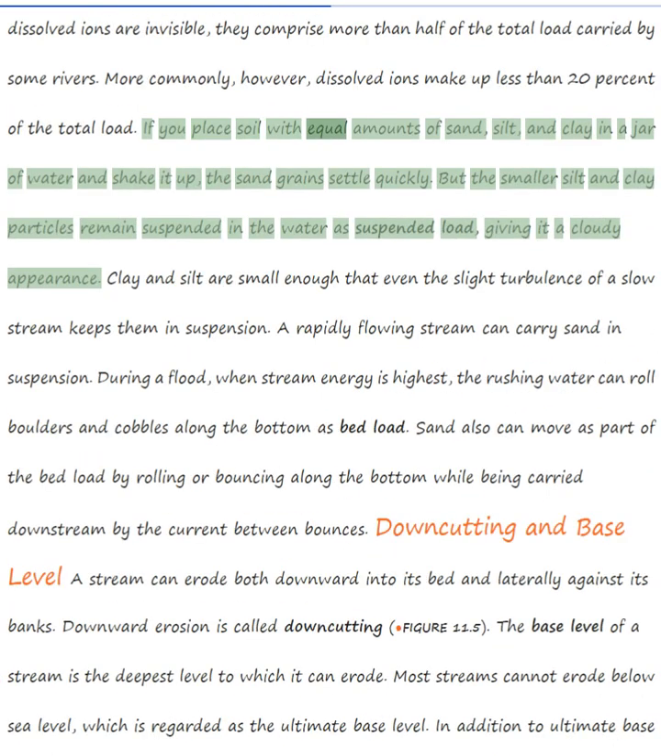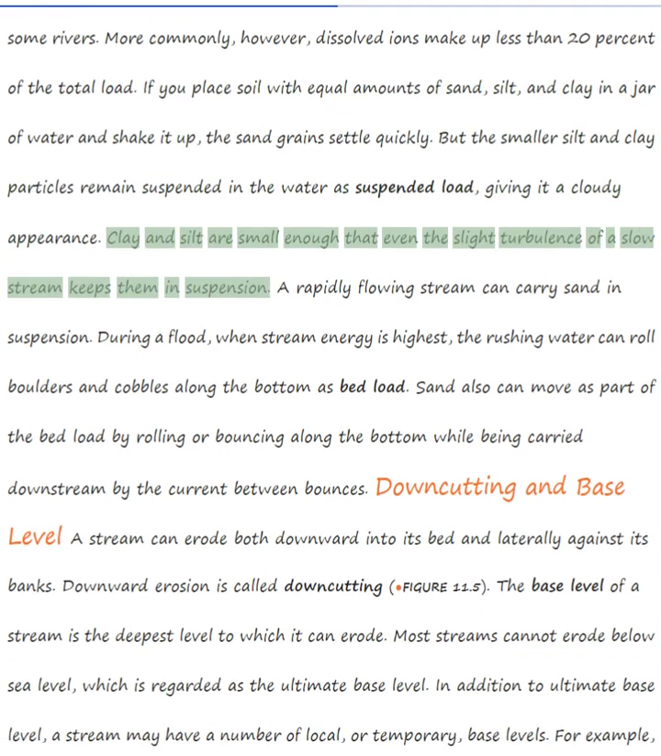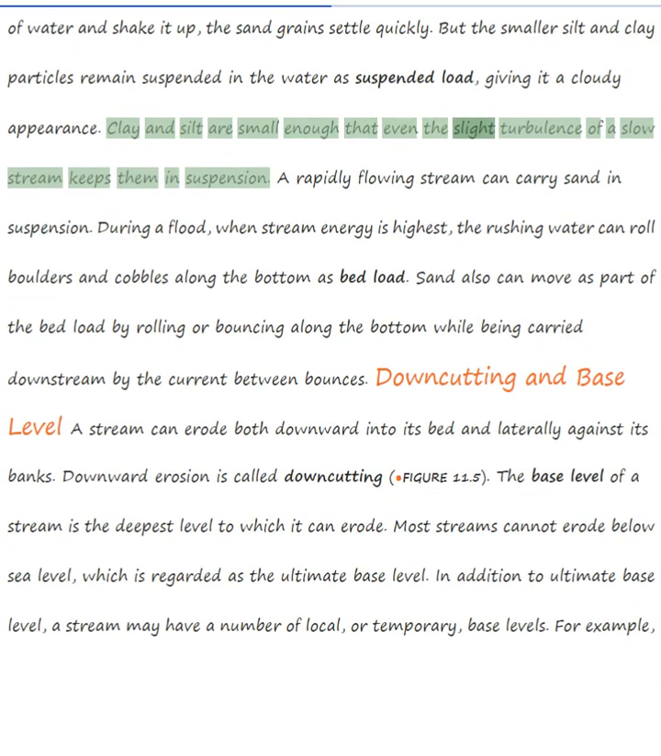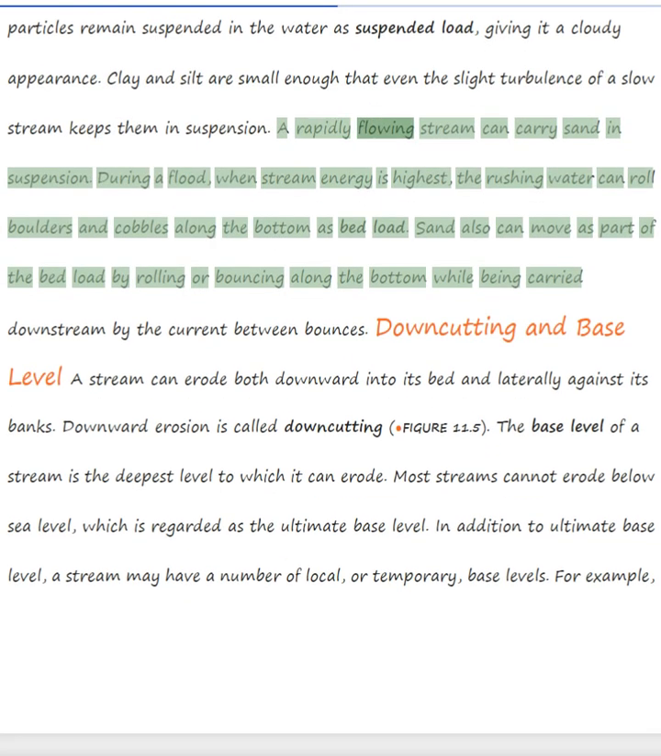If you place soil with equal amounts of sand, silt, and clay in a jar of water and shake it up, the sand grains settle quickly. But the smaller silt and clay particles remain suspended in the water as suspended load, giving it a cloudy appearance. Clay and silt are small enough that even the slight turbulence of a slow stream keeps them in suspension. A rapidly flowing stream can carry sand in suspension.